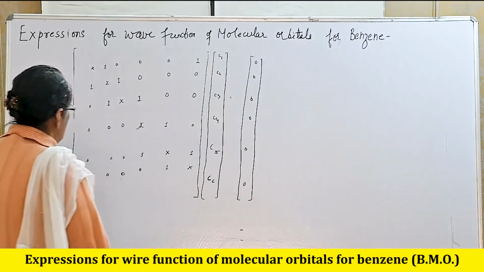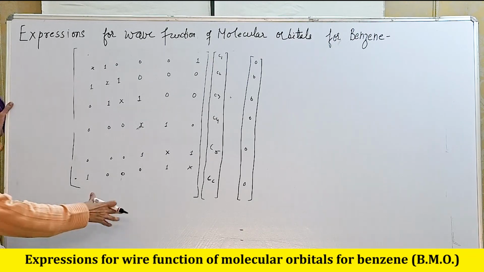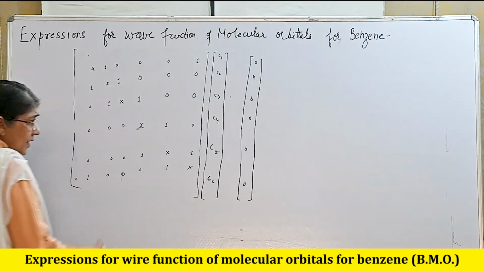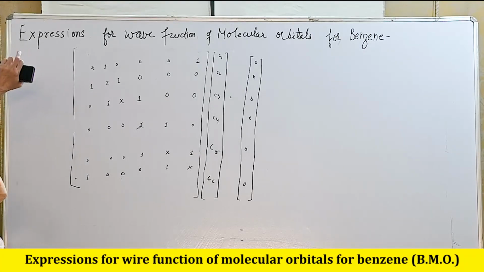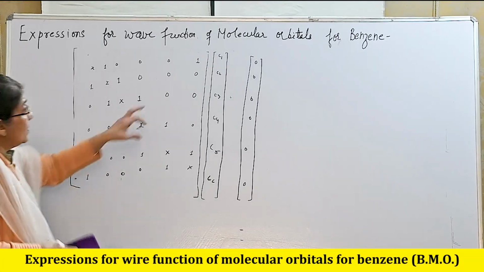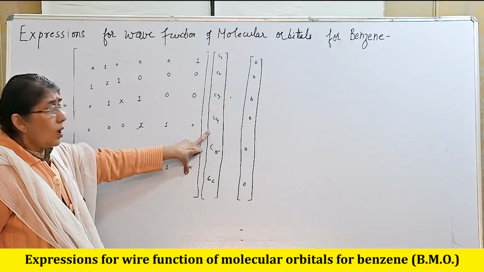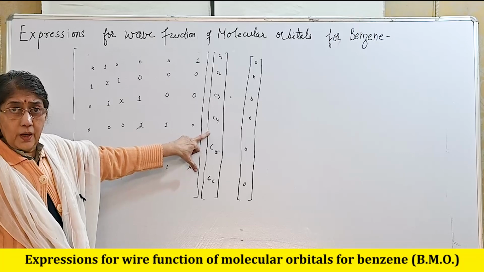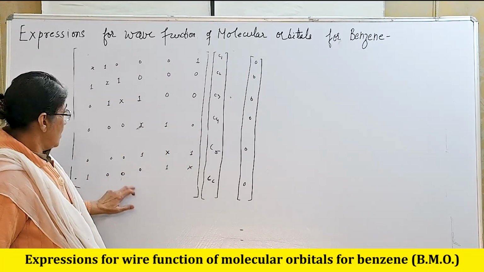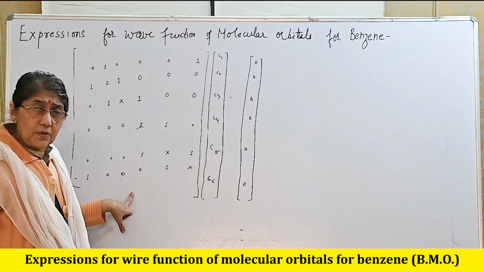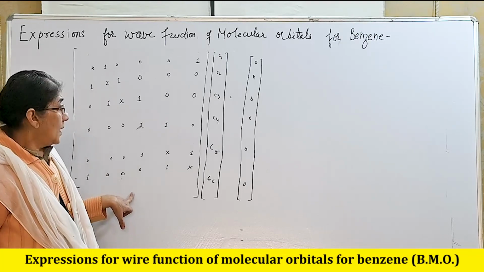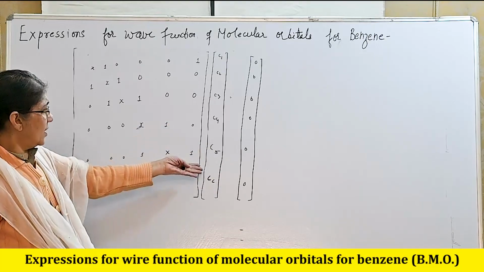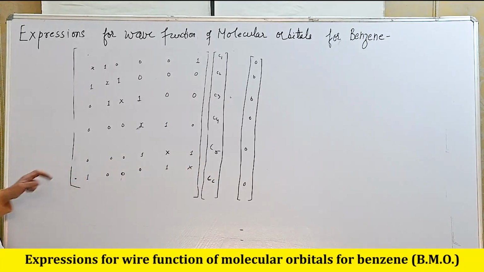So if multiplication of these two matrices is 0, then definitely one of the matrices must be 0. But C1, C2, C3, this is the column matrix of coefficients, so it cannot be 0. So definitely this 6 by 6 order matrix must be 0. Otherwise, it gives a trivial solution. So this is 0.